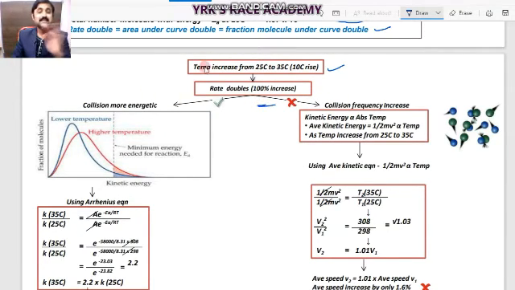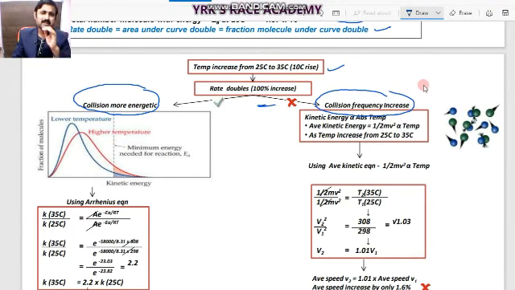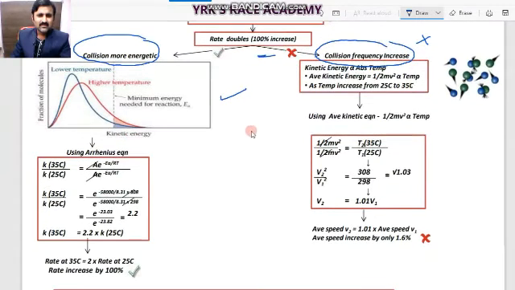What are the conditions here? See, collision is more energetic in this case and collision frequency increases in this case. So in two cases if you observe, collision frequency is not increasing. Collision more energetic, that is the meaning of it. So what picture did we observe in this picture? The average kinetic energy and Arrhenius equation expressions are observed here.